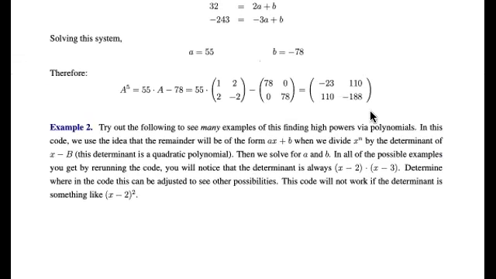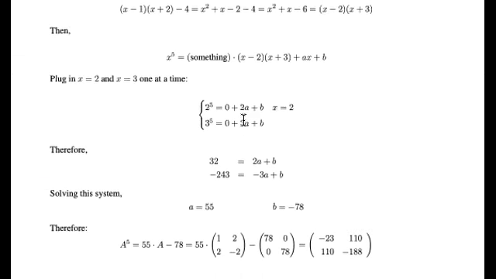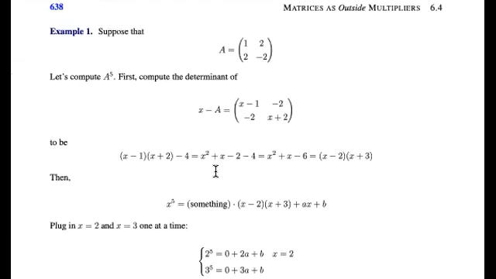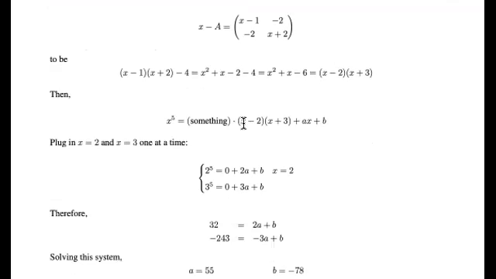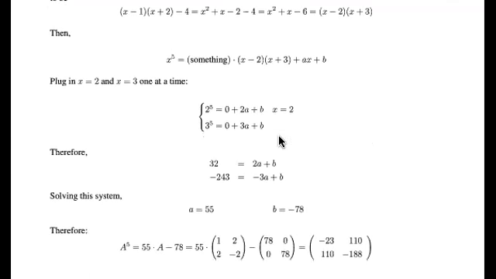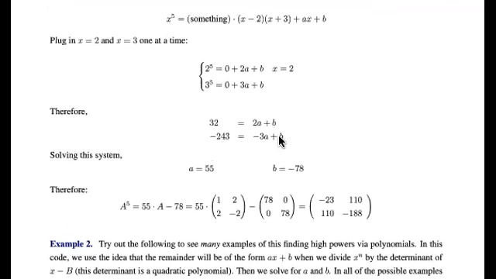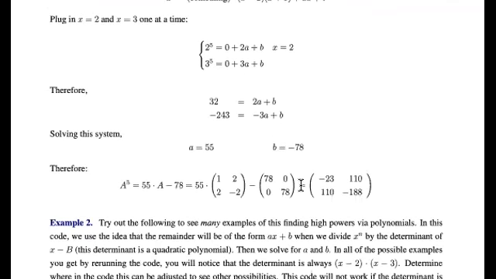Right here, A to the fifth. And what did we do this time before? In this particular example, we found the determinant, and then we modded out. We took x to the fifth and modded out by that determinant right there, and the representative was ax plus b. We can actually solve for a and b by plugging in 2 and negative 3 in this equation, and we end up getting the exact same thing, which is right here.